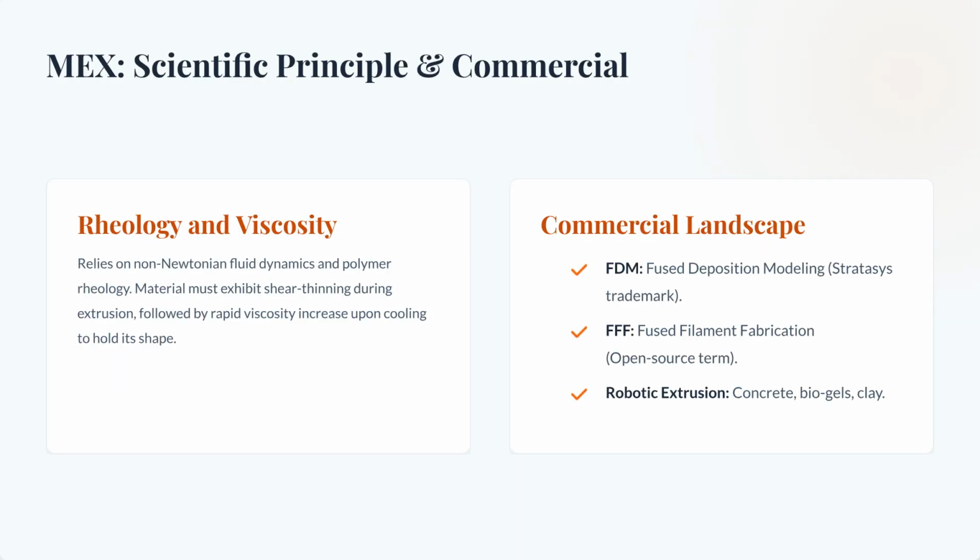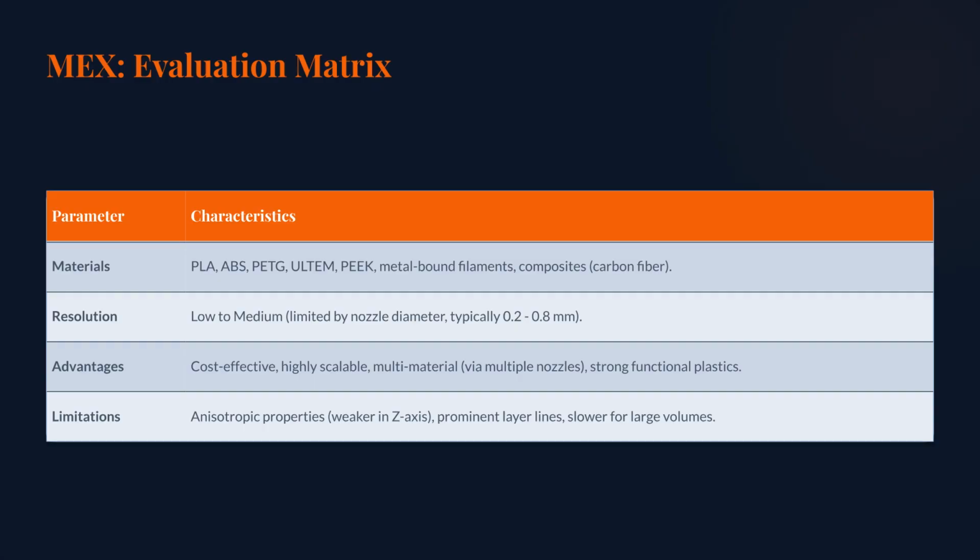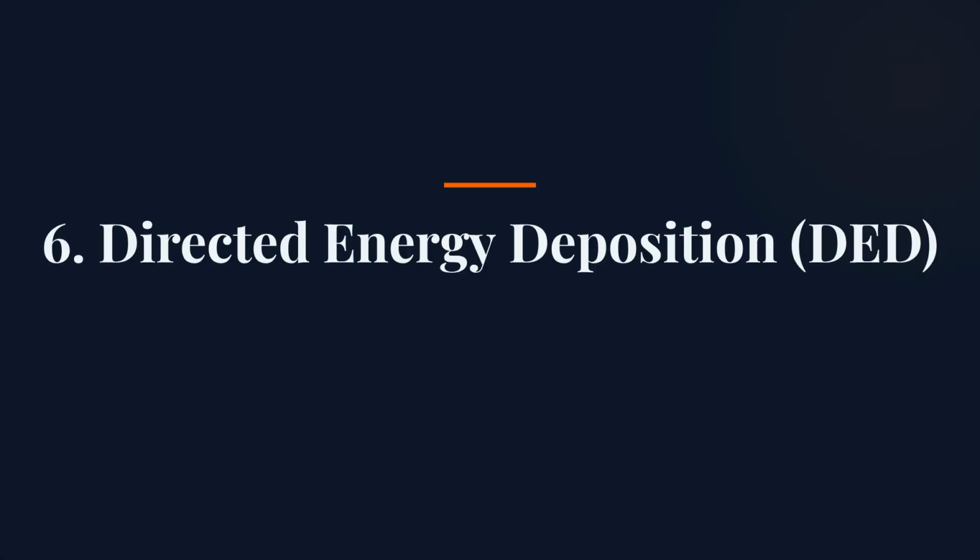This technology relies on non-Newtonian fluid dynamics. Material must shear thin during extrusion and rapidly solidify upon cooling. Common terms include FDM and fused filament fabrication. Reviewing the evaluation matrix for material extrusion shows its accessibility and versatility, though it often requires trade-offs regarding structural isotropy and build speed. The sixth category is directed energy deposition, or DED.